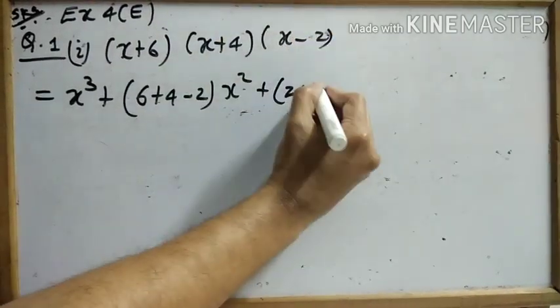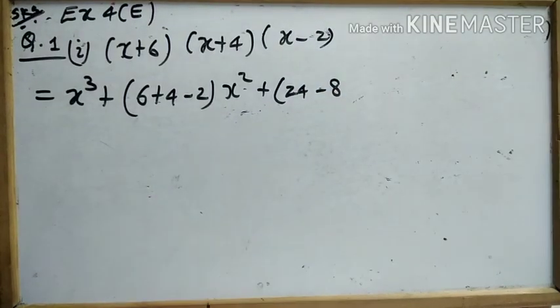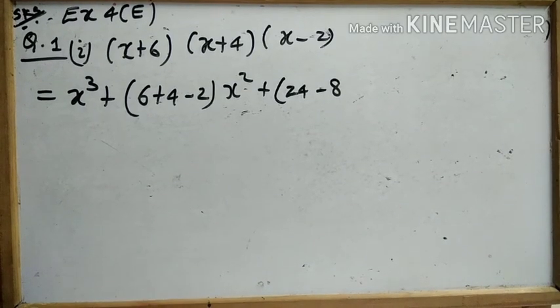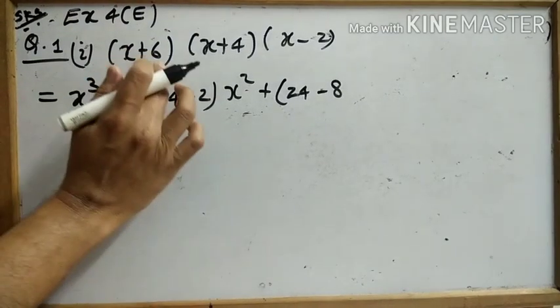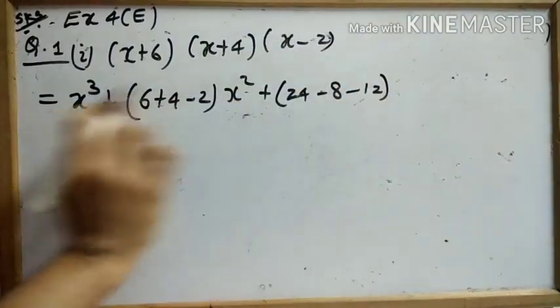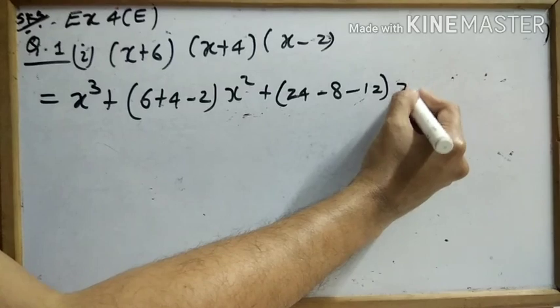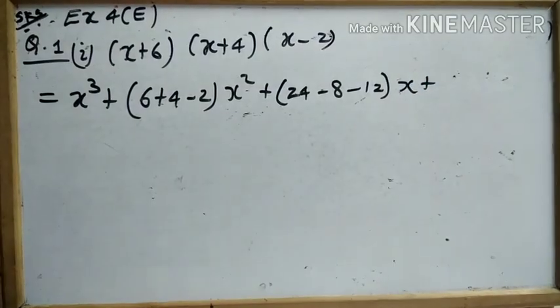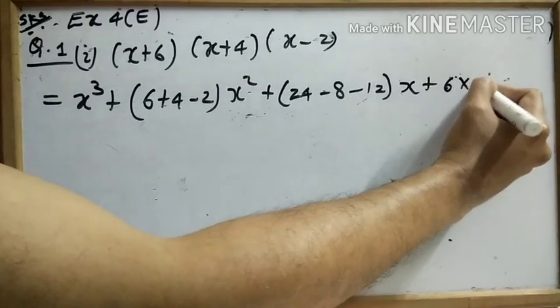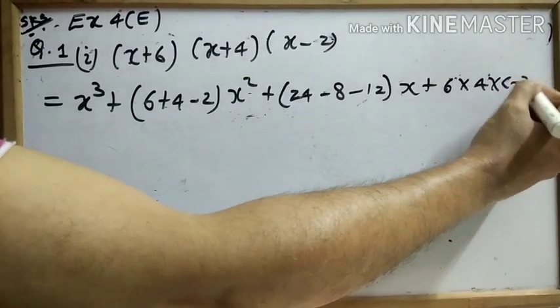4 into negative 2 is negative 8. You have to be very careful with the signs. We did this sign concept in one of the topics before this exercise. 6 twos are 12, that is negative 12, bracket closed. Here x cube, x squared, now there will be x, plus. Now you have to take the product of the last three terms, that is 6 into 4 into negative 2.